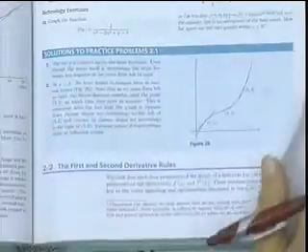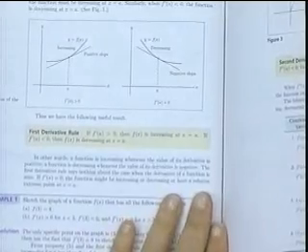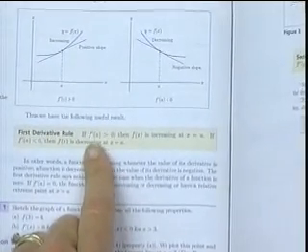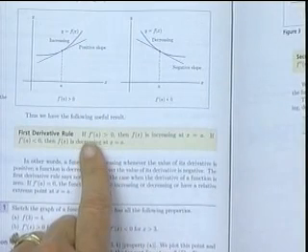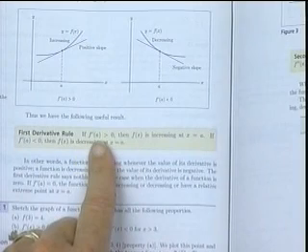I think I'm going to skip that and let's go to 2.2. 2.2. I'm on page 154. All right, this is the first derivative rule. And this happens to be at a particular point. We've been looking at it in general.